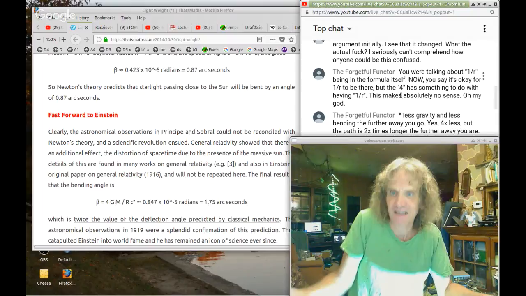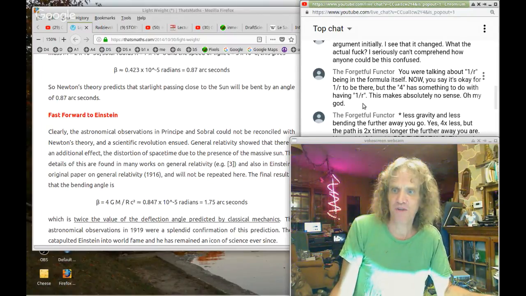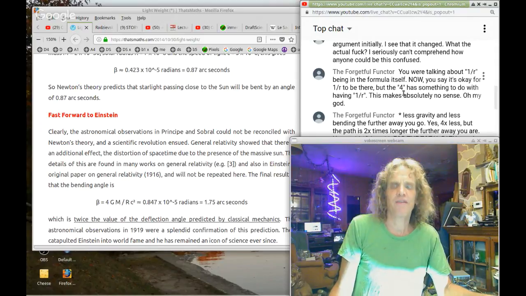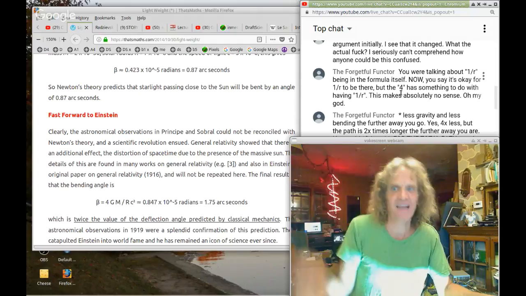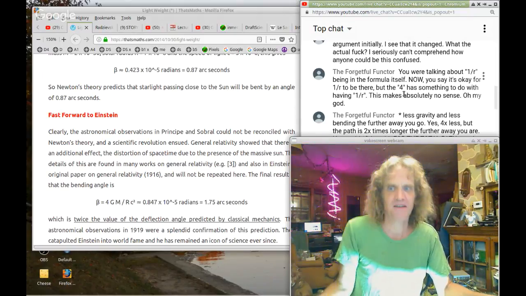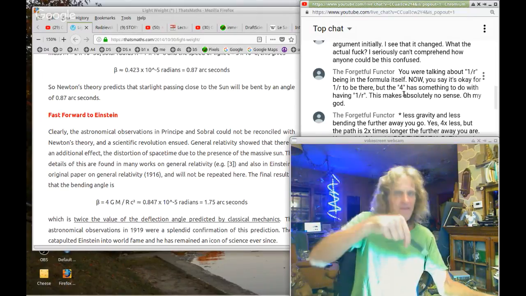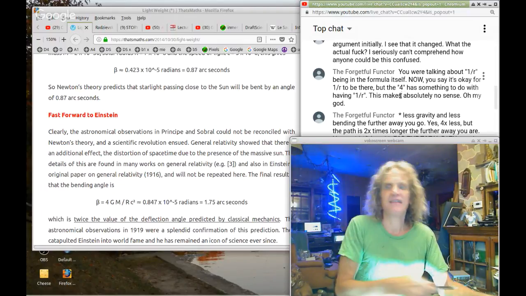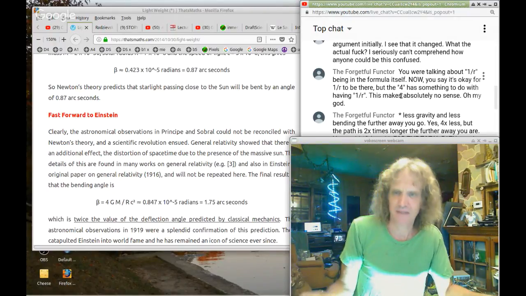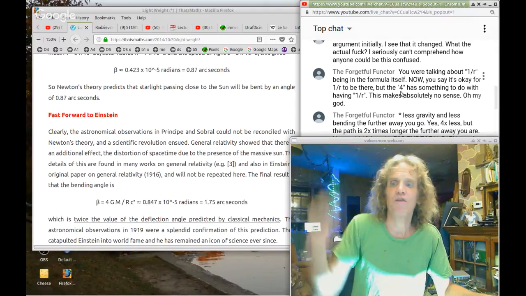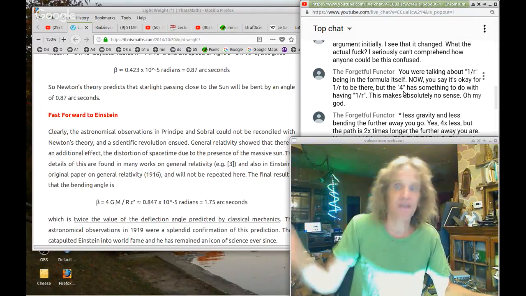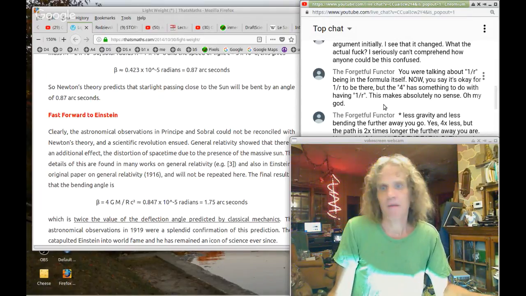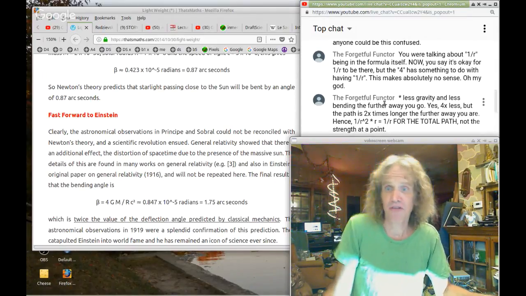That'd be amazing. But the 4 has something to do with having 1 over r. No, it has something to do with the fact that it's twice as much mass. You gave the sun twice as much mass, which is effectively the same thing over a linear path through an orbit as removing the r squared. This makes no sense. Oh my God.